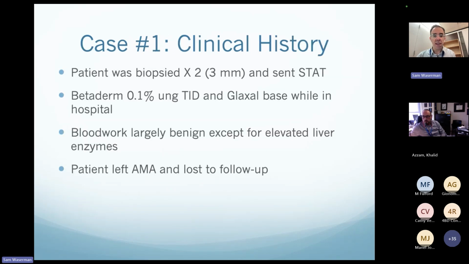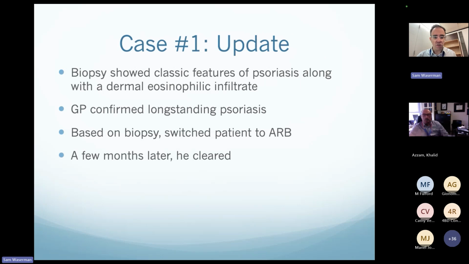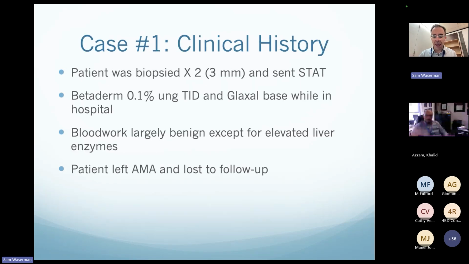So back to our case, he was biopsied. I sent them stat. To my amazement, we got them back in 72 hours. He had been slathering on Betaderm ointment 3 times a day with some Glaxal base. His blood work looked pretty good, actually, except his liver enzymes were elevated. And then he had fatty liver disease as well. Anyways, he ended up leaving AMA and he was completely lost to follow-up.